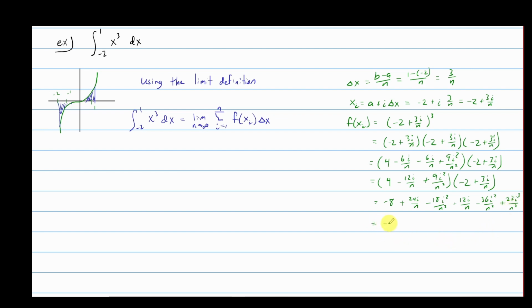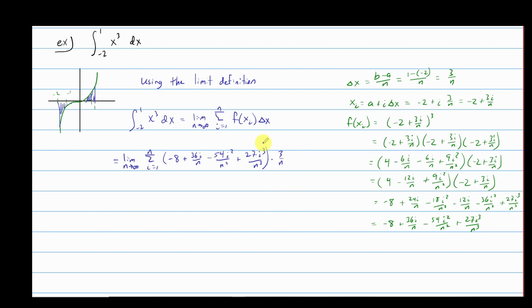Gather our like terms. So we have 24i over n plus 12i over n will give us 36i over n. And then negative 18 minus 36 will give us a minus 54i squared over n squared. And then our 27i cubed over n cubed stays the same. Okay, that will be helpful when we plug in over here. So I have the limit as n goes to infinity of the sum from 1 to n, f of xi, which I have a simplified version of that now, times delta x, which is 3 over n.